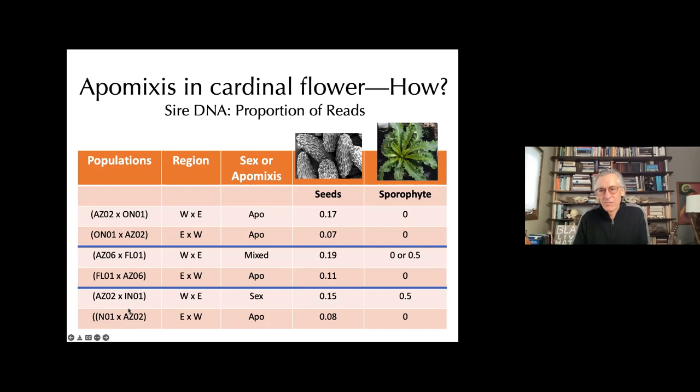So this, and then we have in Indiana and Arizona too, the same story. So what this clearly shows is that even though the offspring are often asexual or apomictically produced, there is a component that is from the sire in the seeds, and that is no doubt the endosperm. So of course we want to put all this together and ask about reproductive isolation, how much comes from apomixis, how much comes from something like parental conflict or cytonuclear problems.